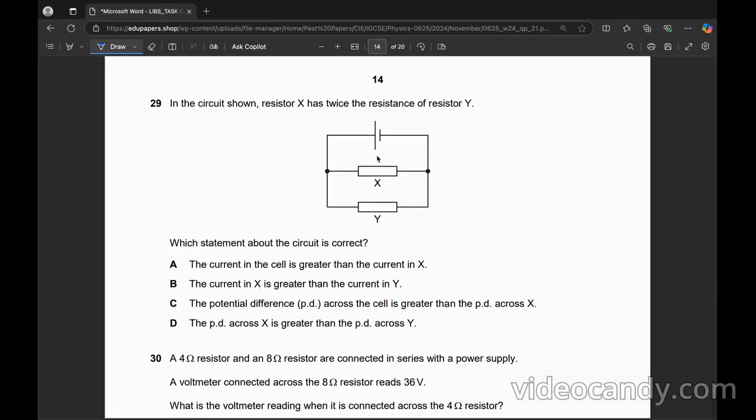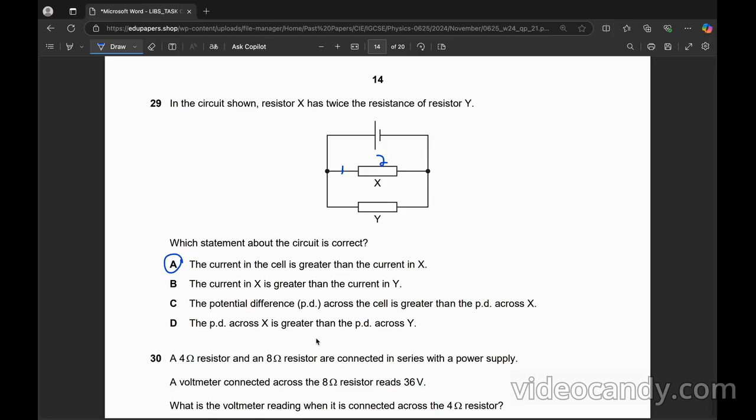No, this guy has twice the resistance. So the current in the cell is greater than the current in X. Well, apparently yes, that's true, because this is a source and the current has to divide in parallel circuits. So the current through X and the current through Y, the sum of them will be equal to the current in the cell. So it is true, but let's explore the other options as well.